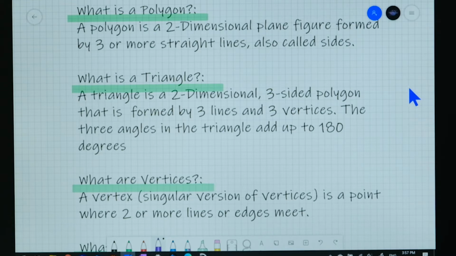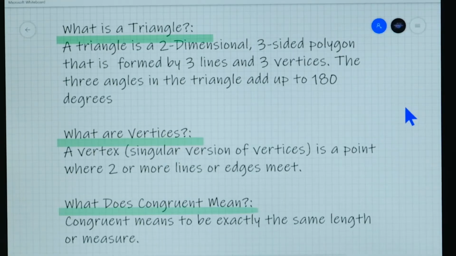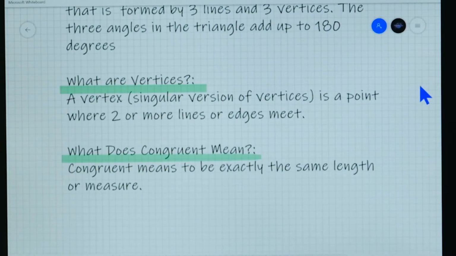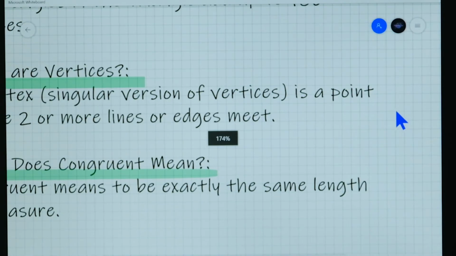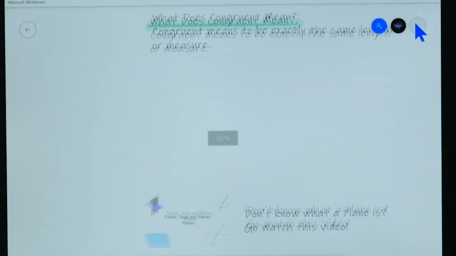As you saw in the triangle definition, I did mention vertices. So what are vertices? In plural form they're called vertices, but in singular form, they're called a vertex. It is a point where 2 or more lines or edges meet or intersect. And then finally, what does congruent mean? Congruent means to be exactly the same length or measure as another measurement. You will see that later on in this lesson. It may seem a little bit confusing, but it's okay. I will go over this.